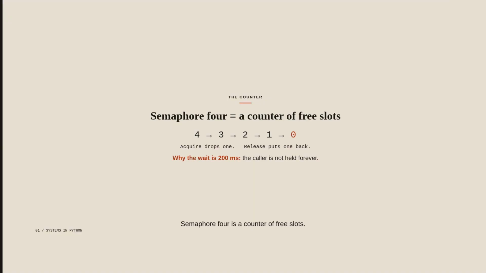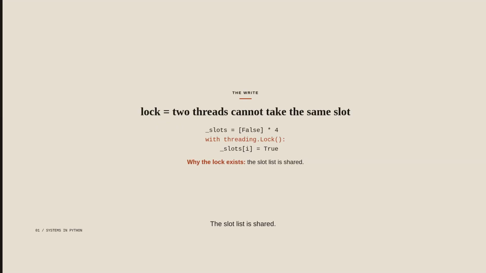Semaphore 4 is a counter of free slots. Acquire drops it by 1. Release puts that one back. When the counter is 0, acquire waits. We wait 200 milliseconds so the caller is not held forever. Then we stop waiting.